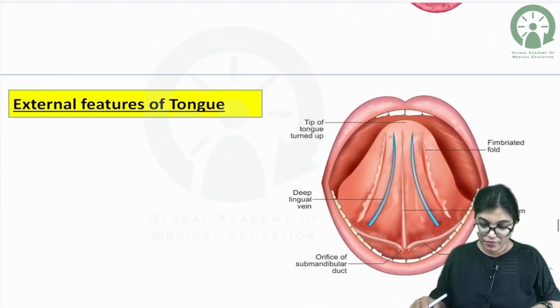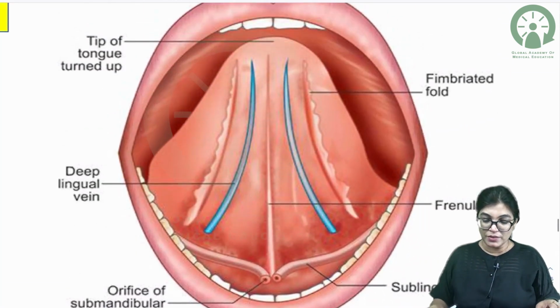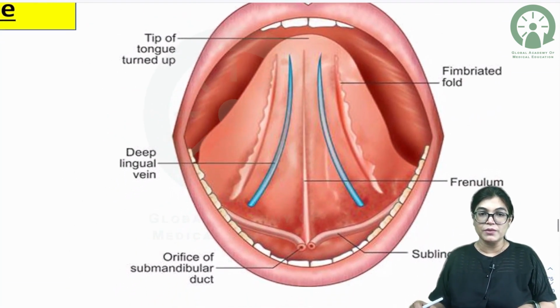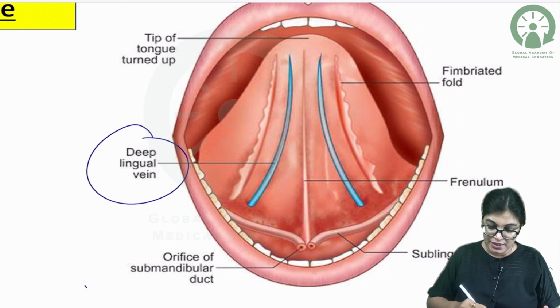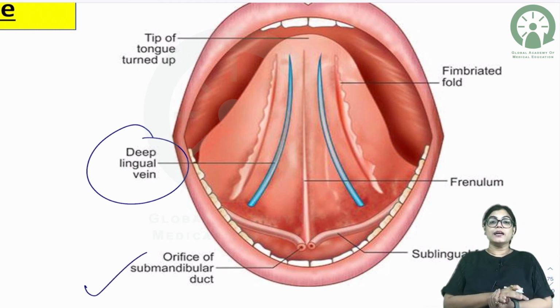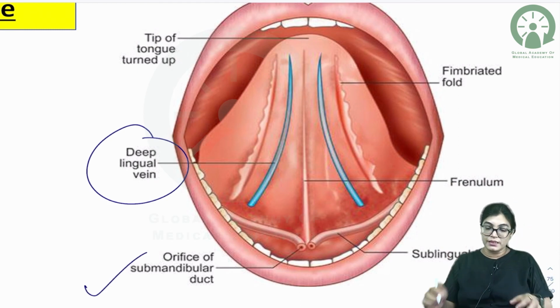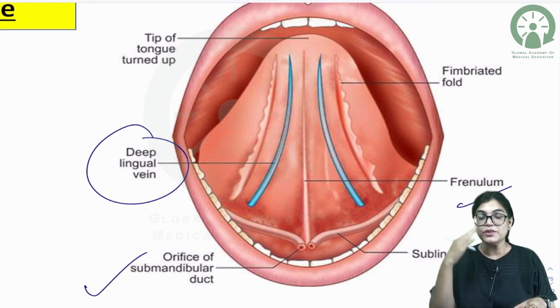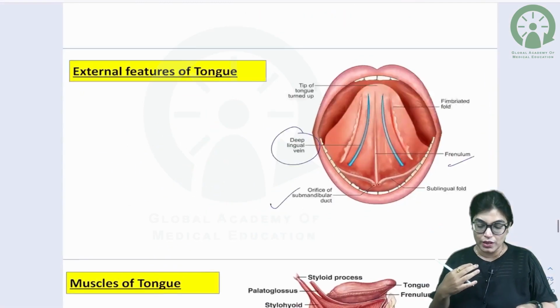Now, if we see the inferior part of the tongue, you can see the following structures. You can see the deep lingual vein, the opening of the submandibular duct, Wharton's duct, and there is the frenulum, which connects the inferior aspect of the tongue to the base of the oral cavity.